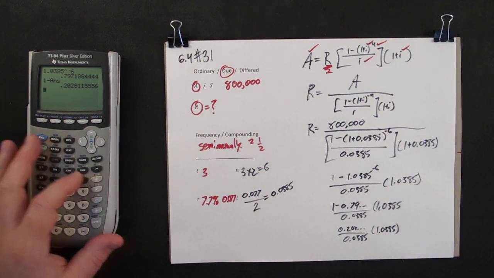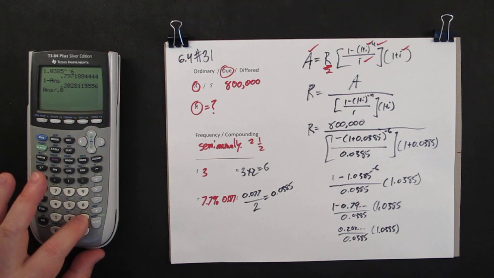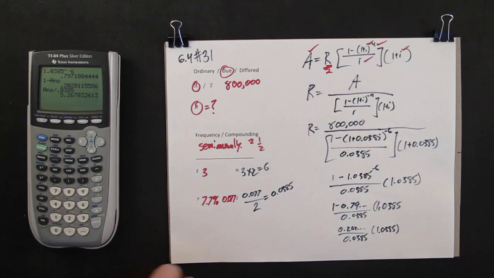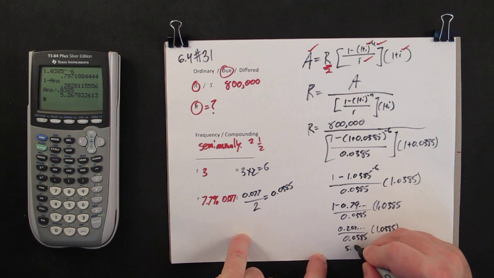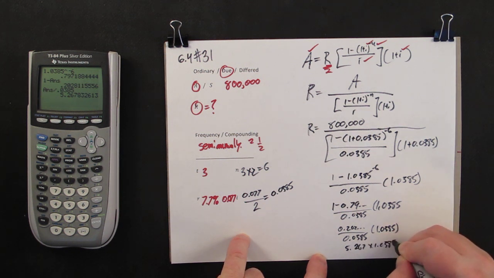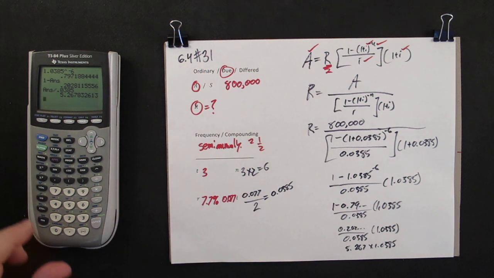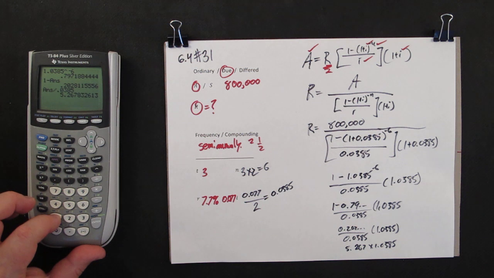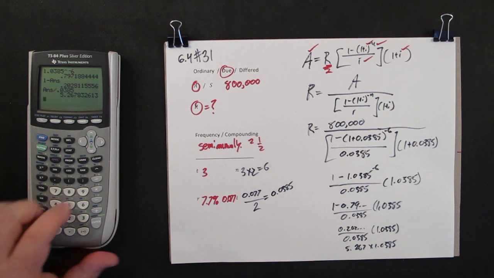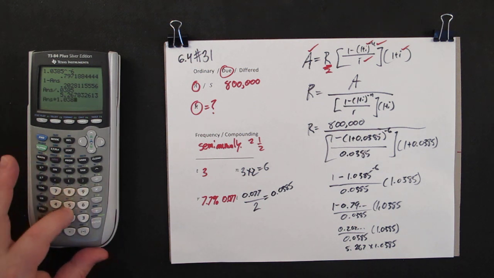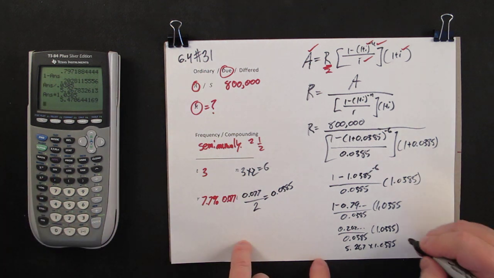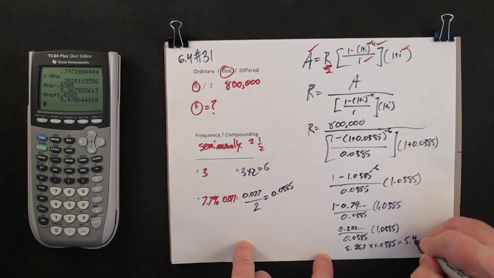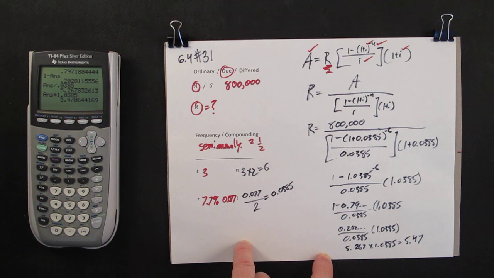So that is 5.267 times 1.0385. So 5.47. Okay. Again, keep the decimals.